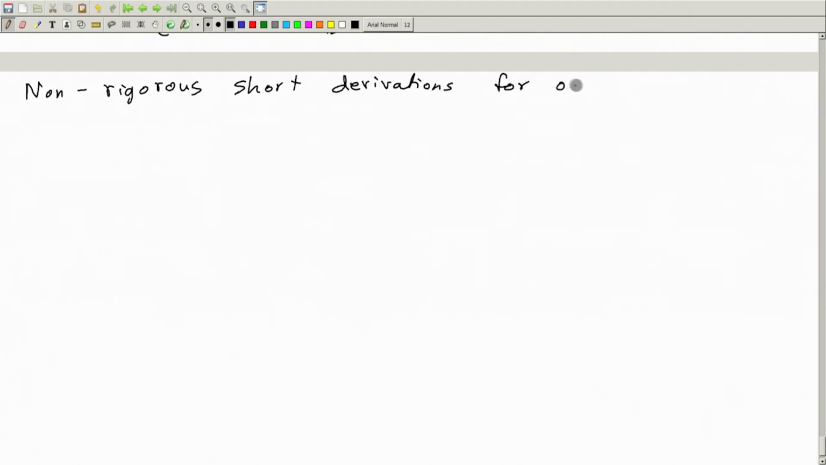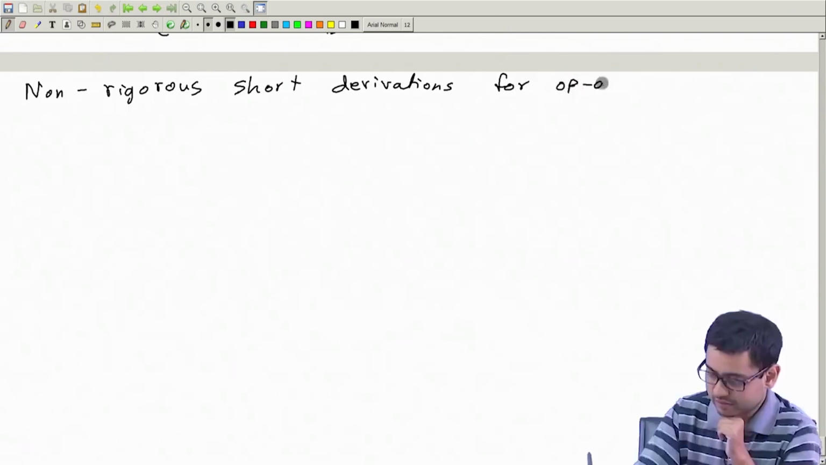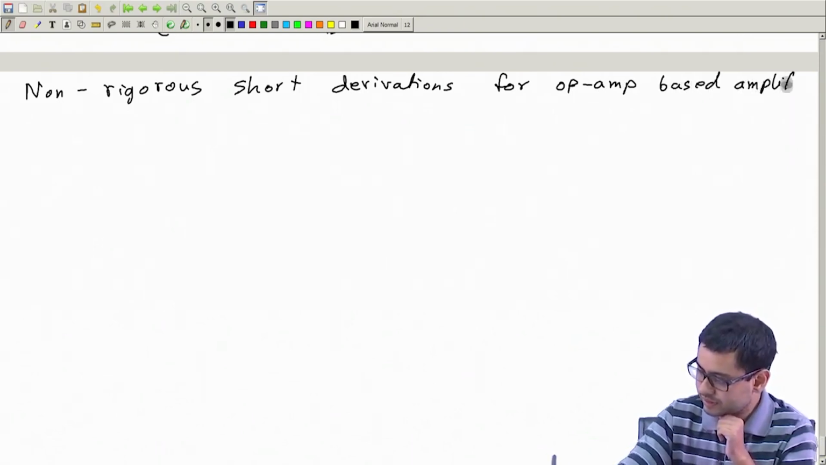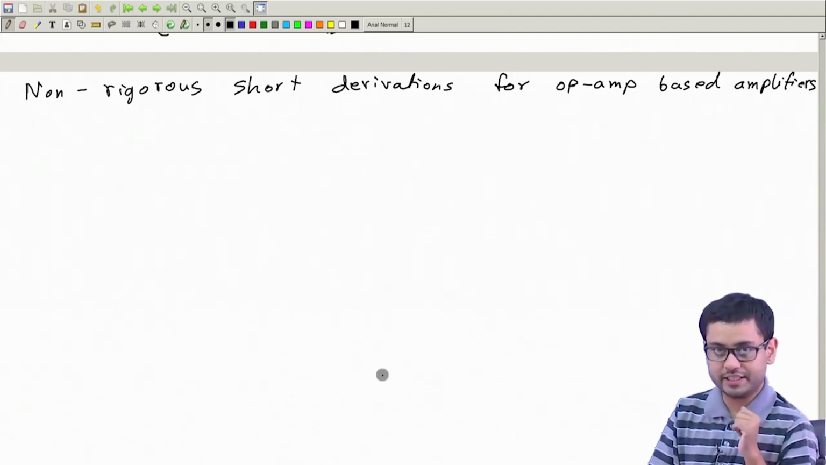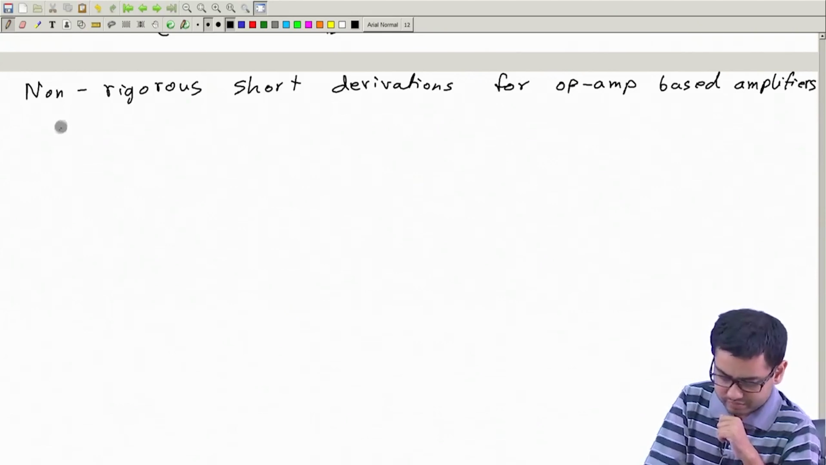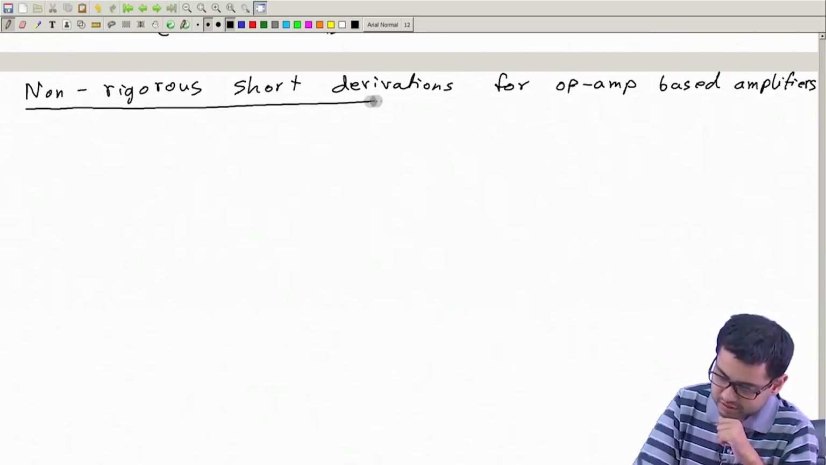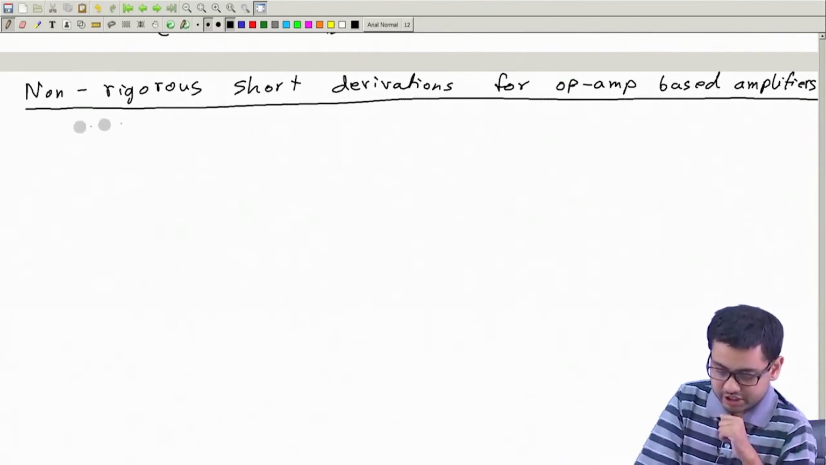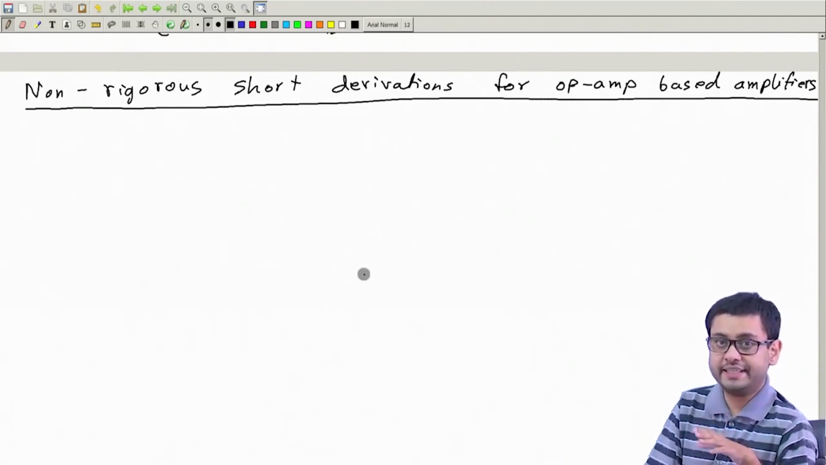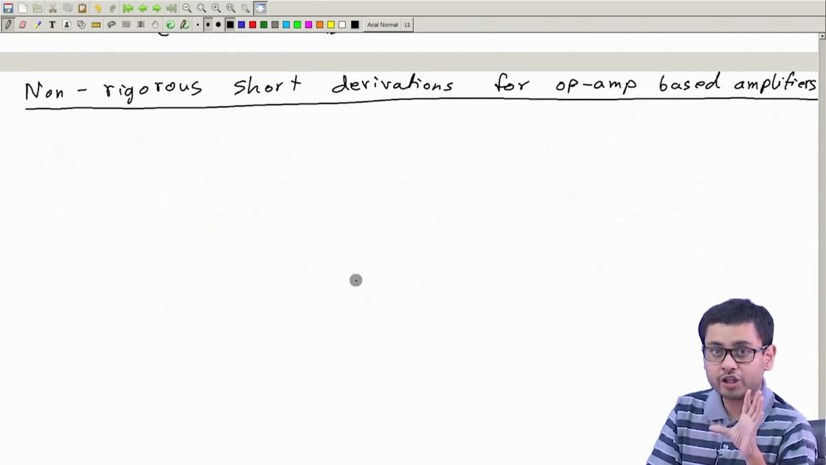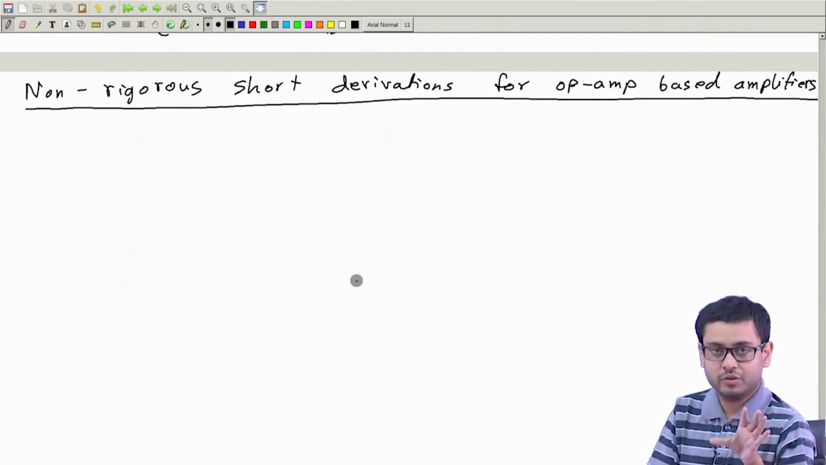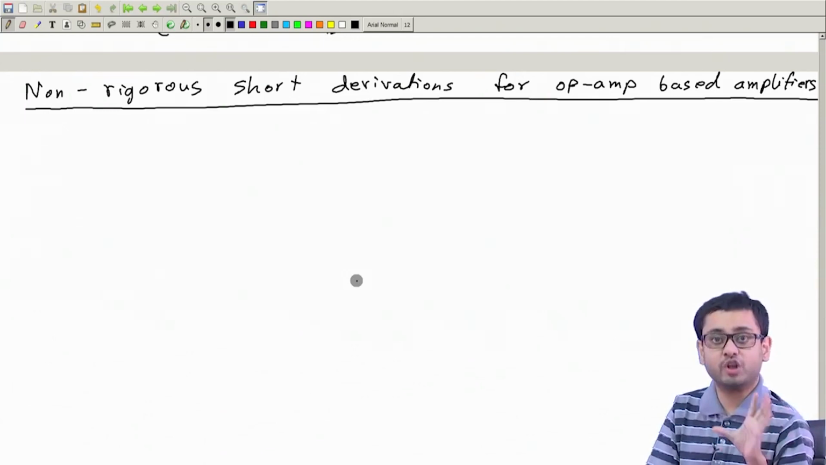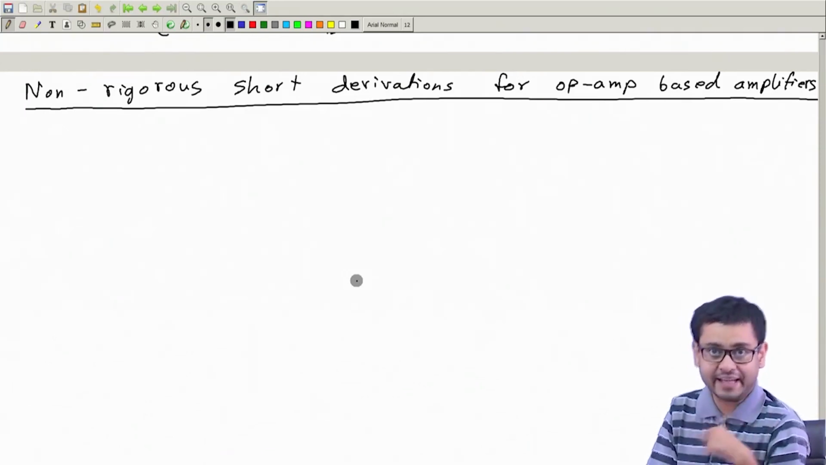for op-amp based amplifiers. That means the three amplifiers we have studied so far: inverting, non-inverting and difference. Okay, so this shortcut is based on the assumption that virtual shorting is true, is happening. The two input terminals are virtually shorted. It is based on that assumption.